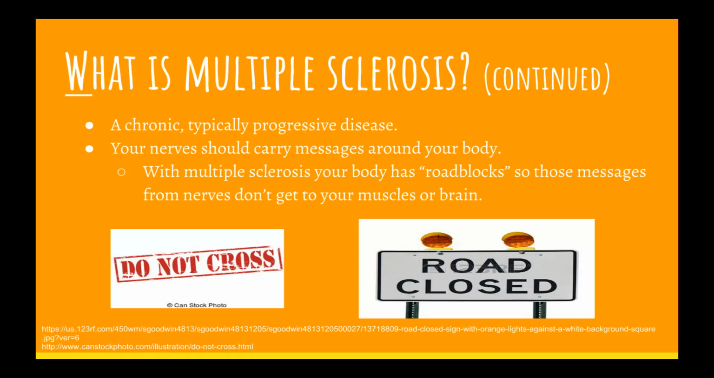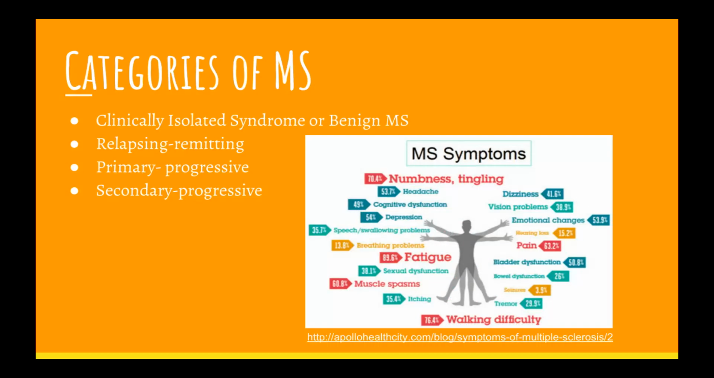For example, when you stub your toe, your nerves deliver the message to your brain that says, ouch. Someone with multiple sclerosis has roadblocks, so those messages from nerves don't get to your muscles or brain. Those roadblocks are caused by your immune system attacking the brain and spinal cord, damaging the myelin and leaving scars. When those roadblocks occur, individuals experience symptoms such as trouble with vision, difficulty with fine motor skills, walking, balance, and memory problems.